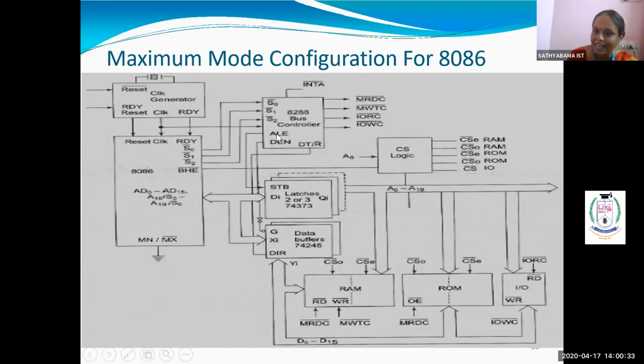ALE, which separates the address and data, is also given to the bus controller. Then whenever my data is enabled, that is also given to the bus controller. DT/R bar, data transmitting or data receiving, bidirectional, is also decided by this. The bus controller will take all the inputs, and depending upon that, it will generate the signals and communicate with the coprocessor.